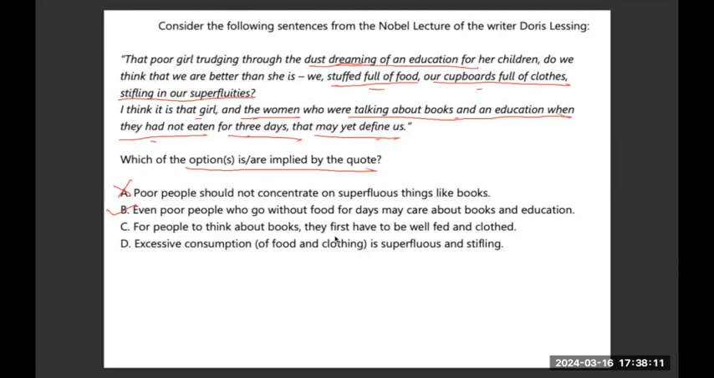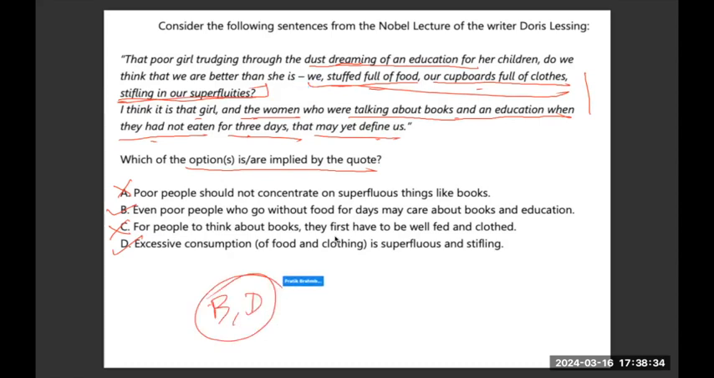For people to think about books, they first have to be well fed. No, that's wrong. Even poor people can think about books and education, even if they are not well fed. That's what is written here. Excessive consumption is superfluous and stifling, which is true. This part suggests that. So in this case, options B and D are correct.